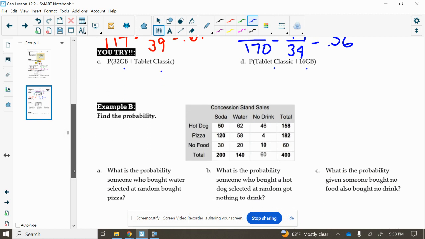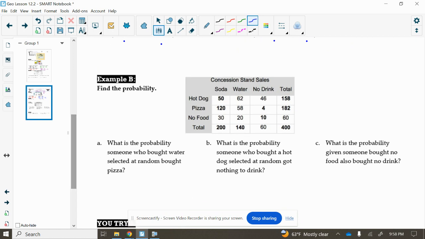Down here in example B, we have a frequency table that is a little bit larger than just two events occurring simultaneously. And the first one is asking us, what is the probability someone who bought water, selected at random, also bought pizza? So when we think about this in the notation from up above, the base group is someone who bought water, and then we're selecting randomly from there someone who bought pizza. So it's almost a little backwards. Our subgroup again is someone that bought water, and we're choosing from that group someone that also got pizza.